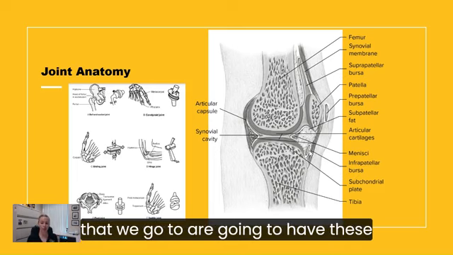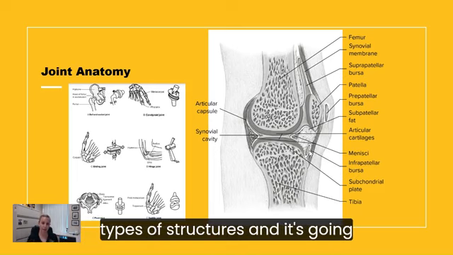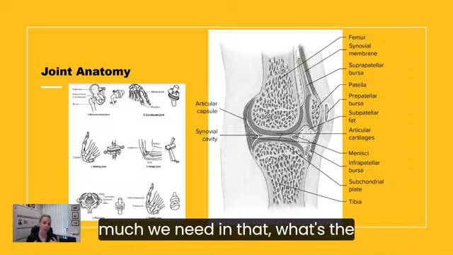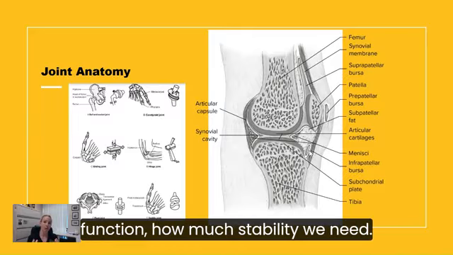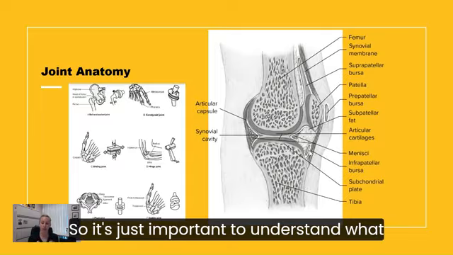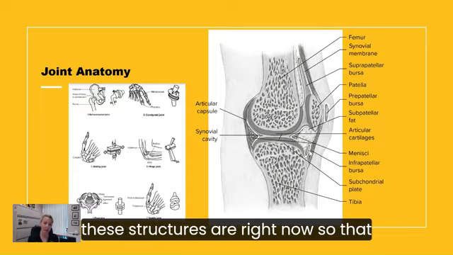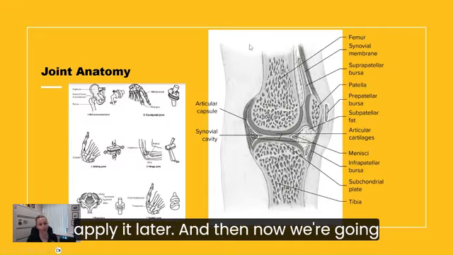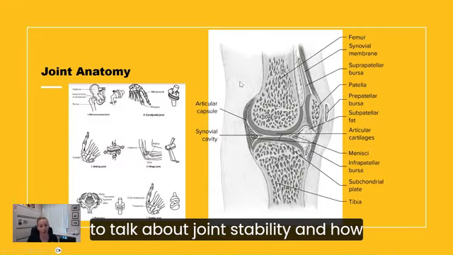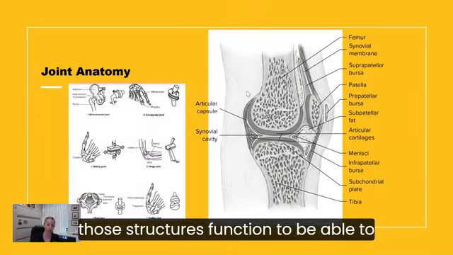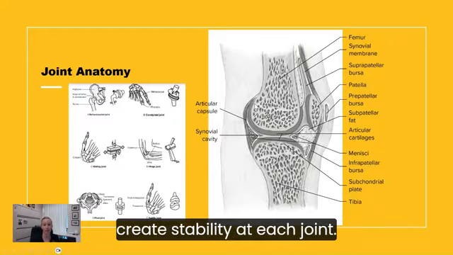So every joint that we go to is going to have these types of structures, and it's going to vary joint by joint depending on how much we need in that, what's the function, how much stability we need. So it's just important to understand what these structures are right now so that you'll be able to understand it as we apply it later. And then now we're going to talk about joint stability and how those structures function to be able to create stability at each joint.